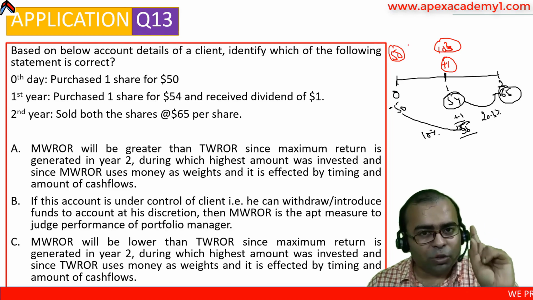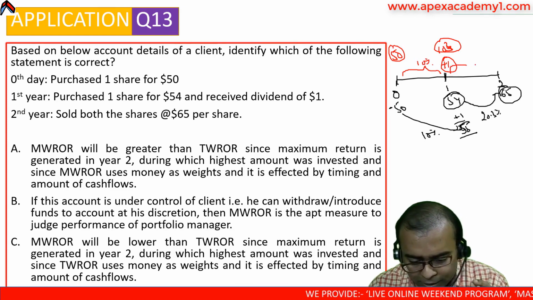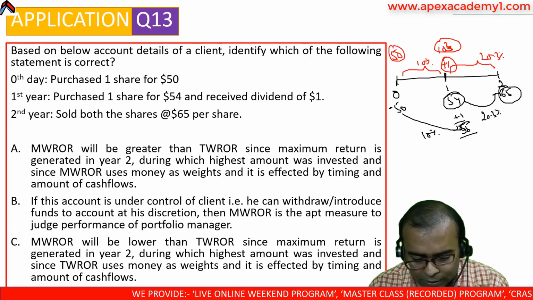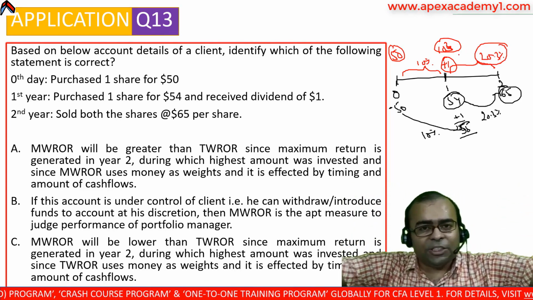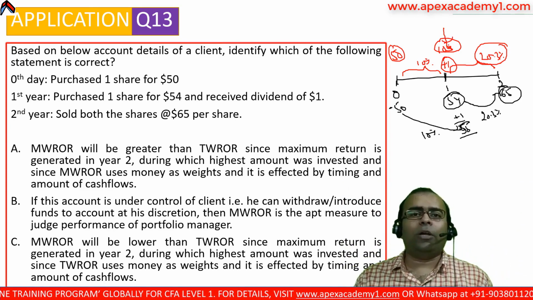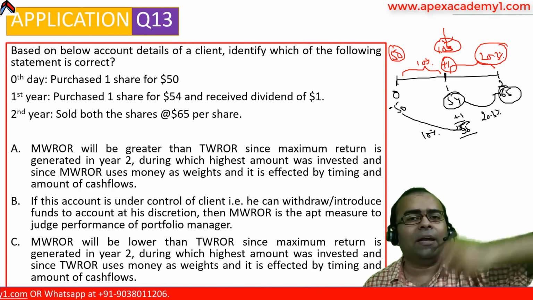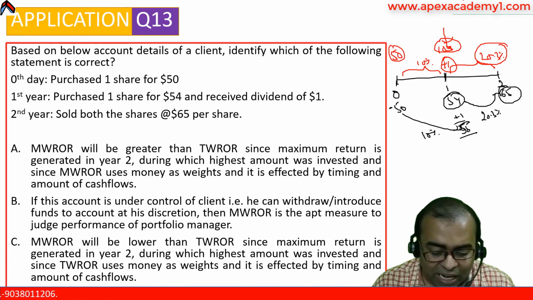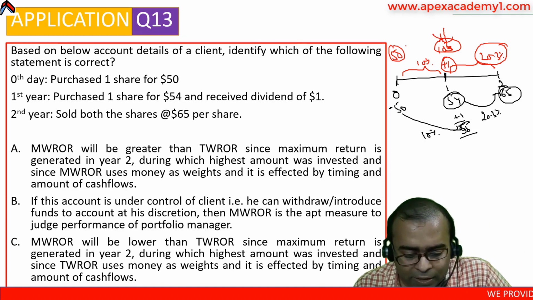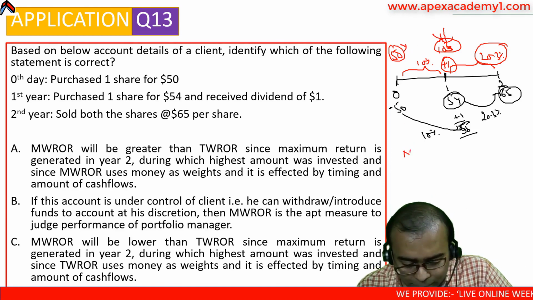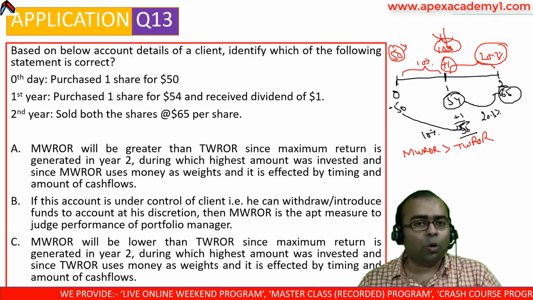Now MWROR uses money as weight. One period generated a return of 10% and the other a return of 20.3%. And at the time when my account was generating the highest return, I had the maximum amount invested. So if money is used as weight, it is definitely going to pull my return upwards, while TWROR is unaffected by the timing and amount of cash flow. That means MWROR will be greater than TWROR. There is no concern about it.